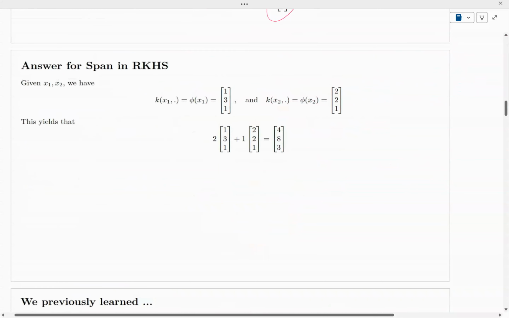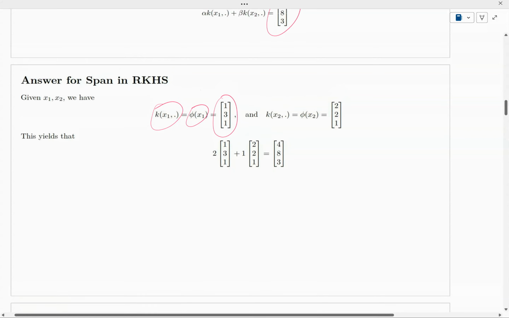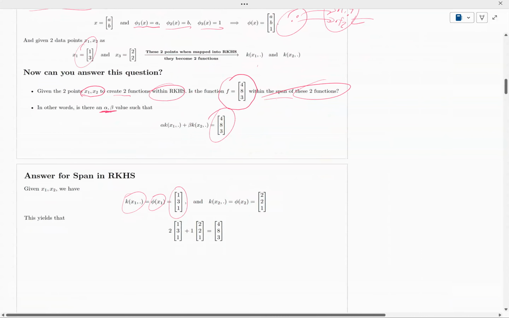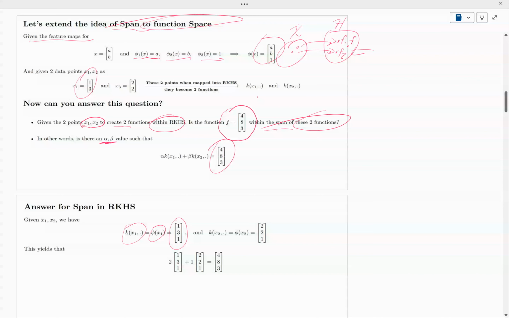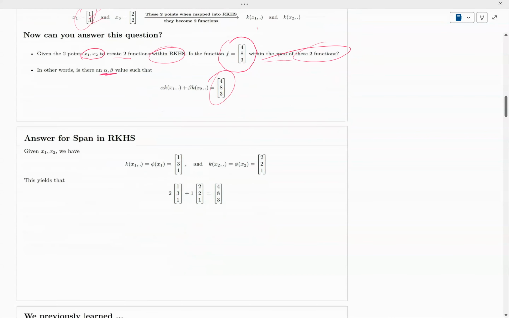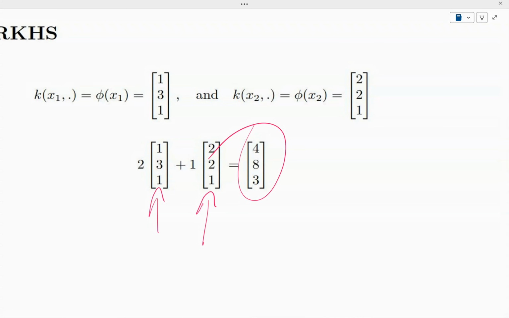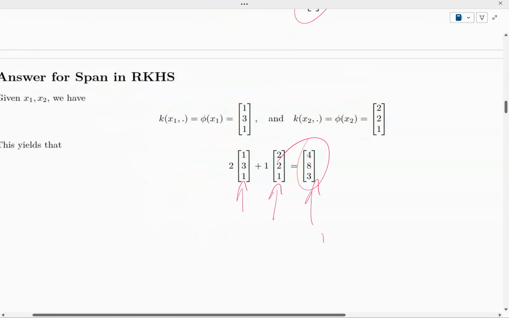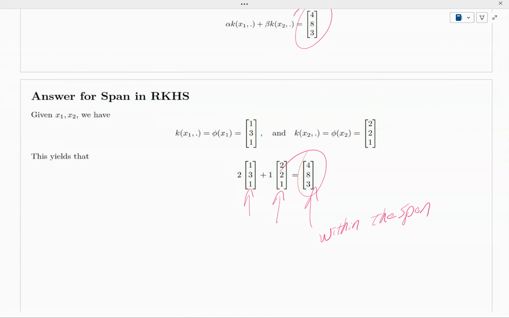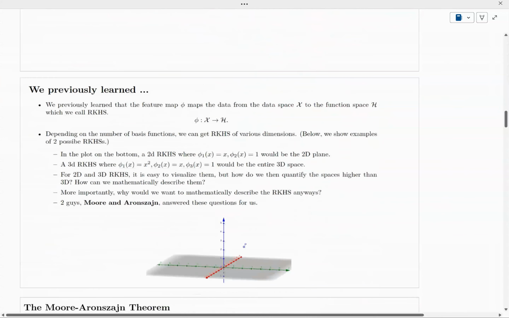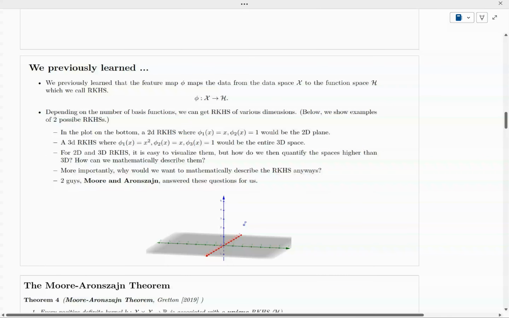Okay, so the first point, if we plug it into the feature map, will be 1, 3, 1. Hopefully you got that, because it's just A B 1. The second one is 2, 2, 1. And notice that if you use 2 times the first one plus 1 times the second one, it gives us the third one. So yes, this is within the span. Okay, now I think we're ready to move on.